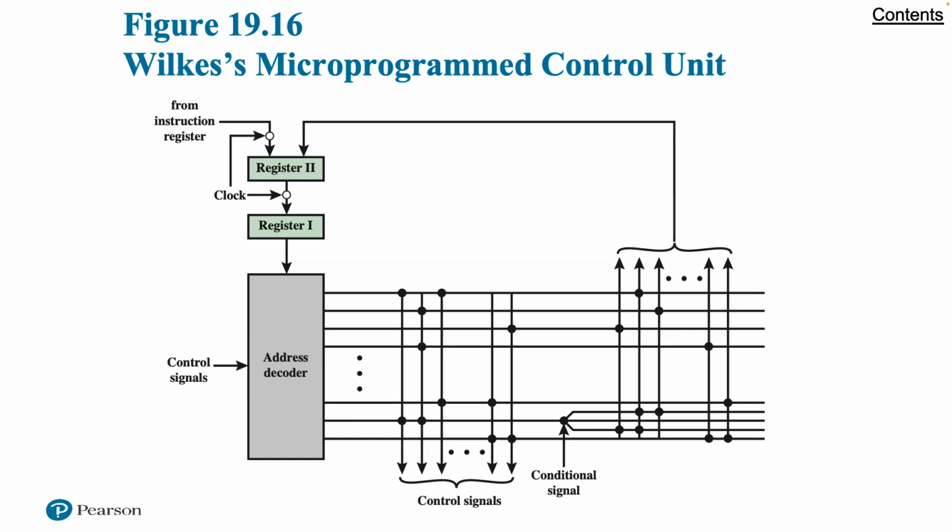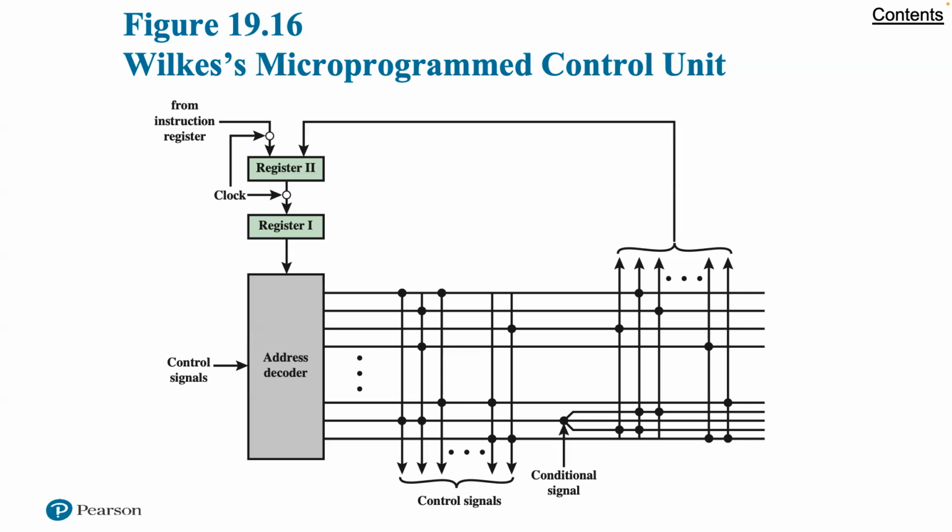The scheme is very similar to the horizontal microprogramming approach described in figure 19.12A. The main difference is that in the previous description, the control address register could be incremented by 1 to get to the next address. In the Wilkes scheme, the next address is contained in the microinstruction. To permit branching, a row must contain two address parts controlled by a conditional signal, as shown in the figure.